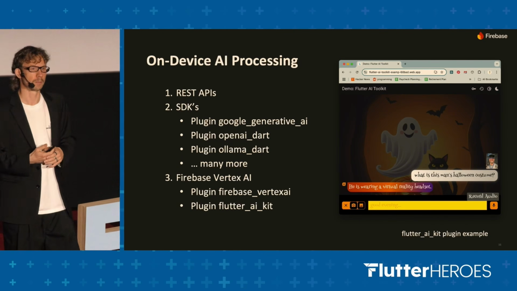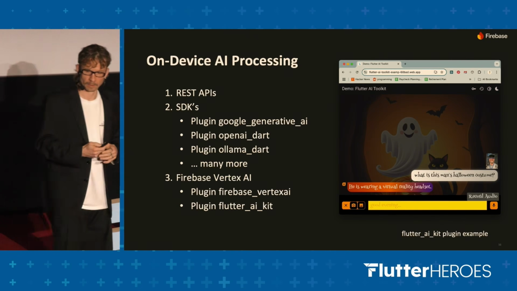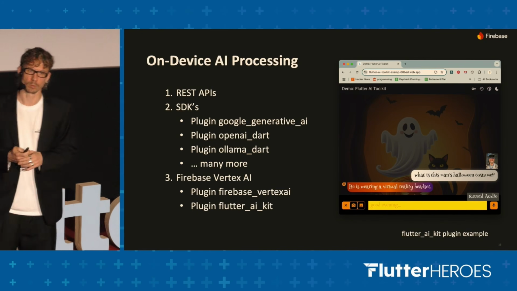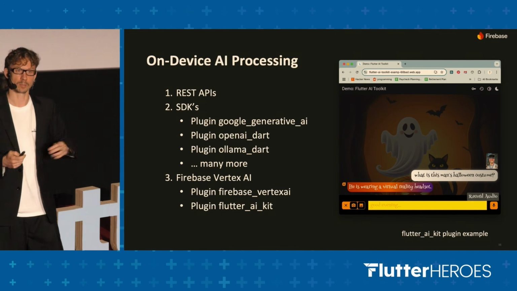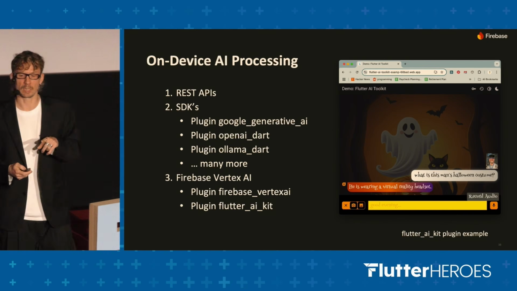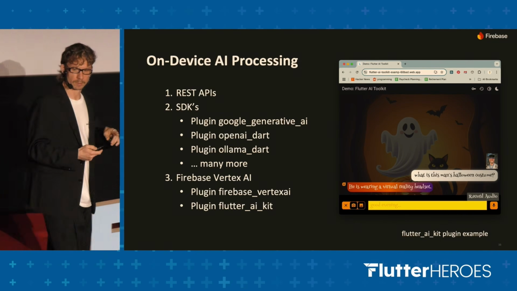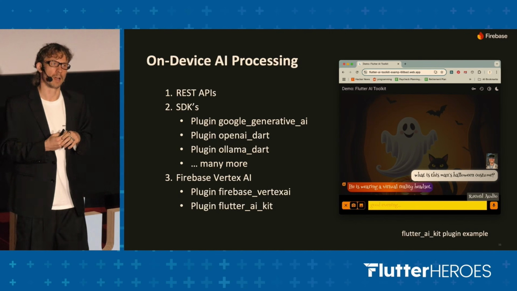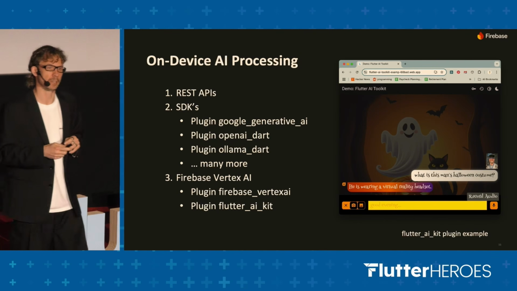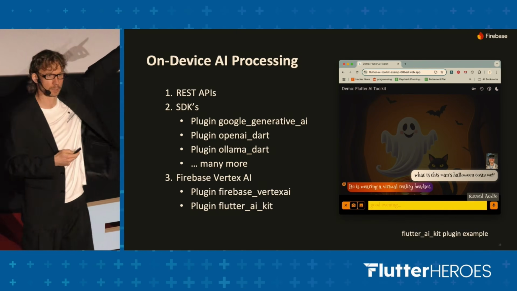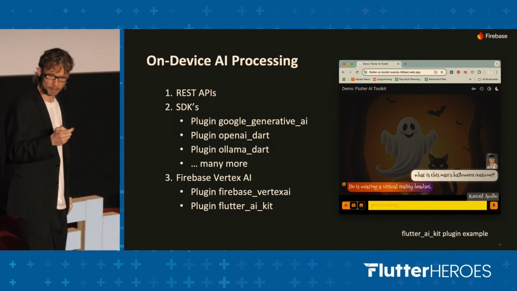And we have Firebase Vertex AI. So Firebase Vertex AI is another approach to call AI models from your Flutter application. And besides Firebase Vertex AI, there is one more plugin with the name Flutter AI Kit that has widgets to simplify integration of your AI to your Flutter application. There's an example of using this plugin.